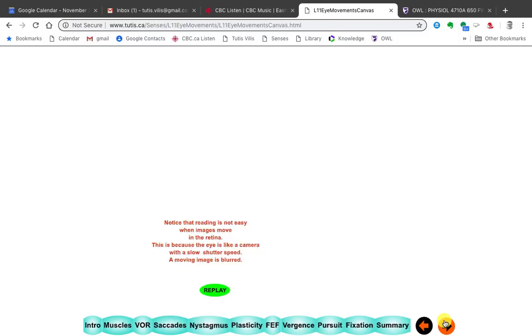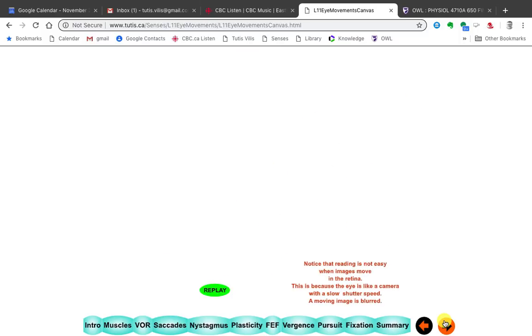The other thing is try to read this. Not very easy when it's moving, right? So when things move on your retina, you can't make out what they are. So a lot of the eye movements are trying to eliminate that movement. Okay? So 2 things. They're trying to keep things on the fovea and trying to eliminate things moving on the back of the retina. The movement and the fovea are the 2 important things the eye movements are trying to do.